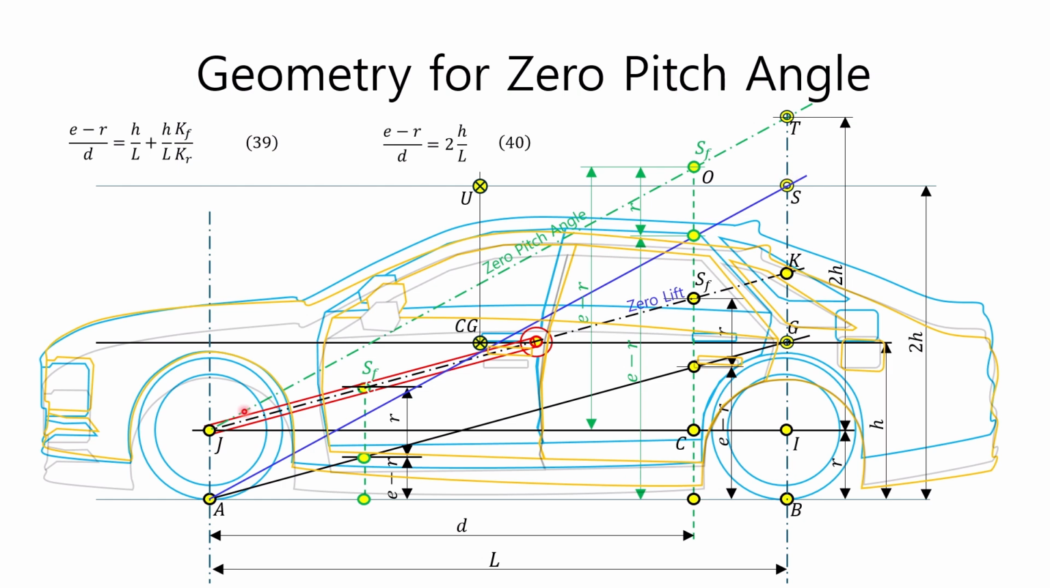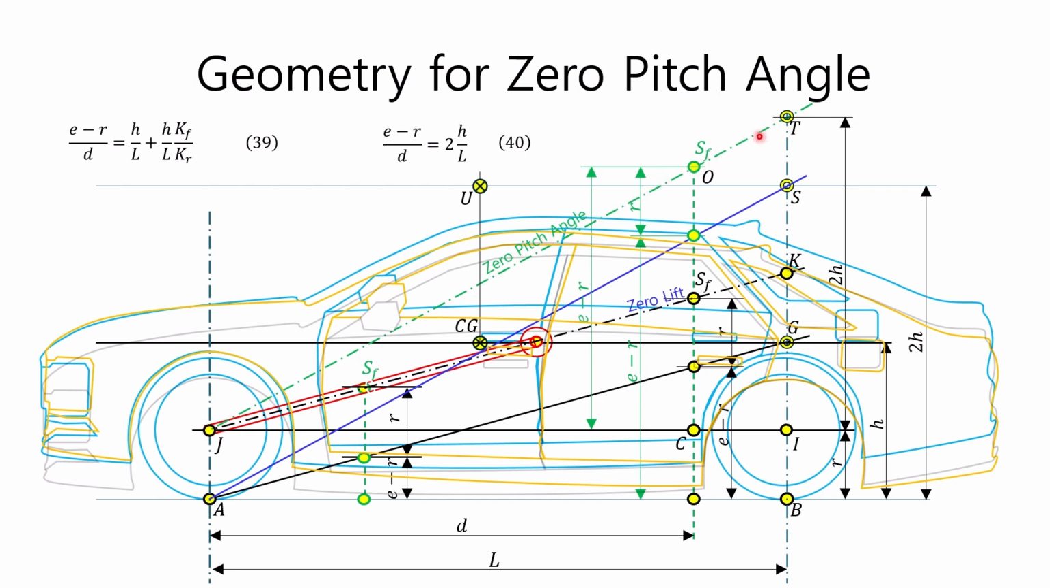Additionally, the line connecting points J and T is the line connecting points A and S, translated by a distance r in the positive z-axis direction. To satisfy equation 40, the ratio of the height of twice the center of gravity to the wheelbase must be equal to the ratio of E minus r to d. The line satisfying this condition can be represented by the green dotted line in the figure.